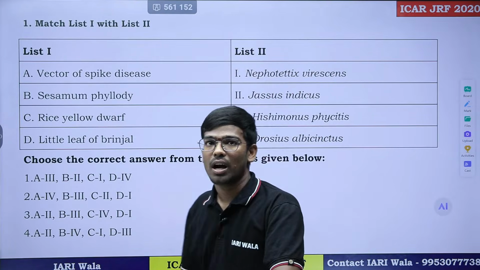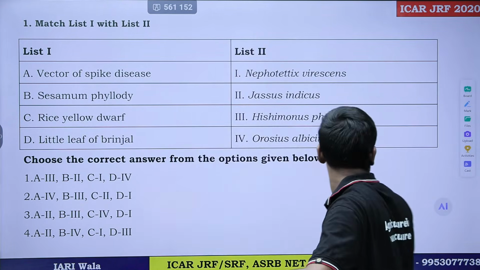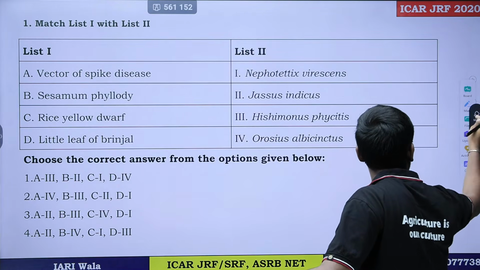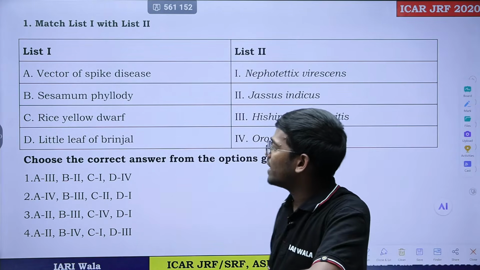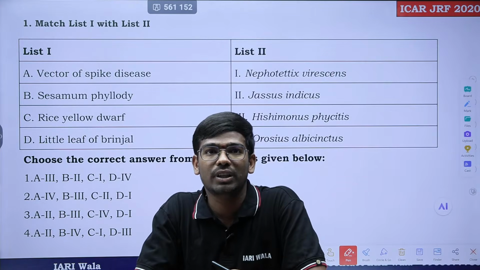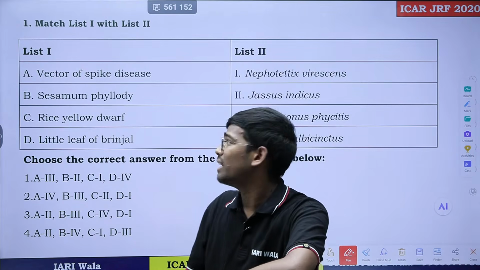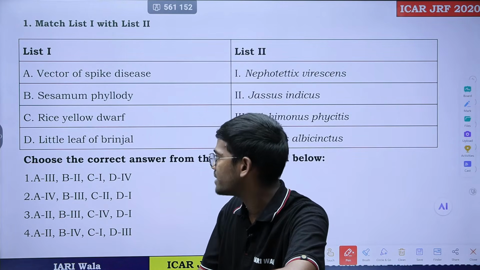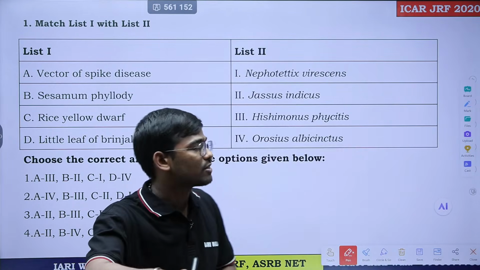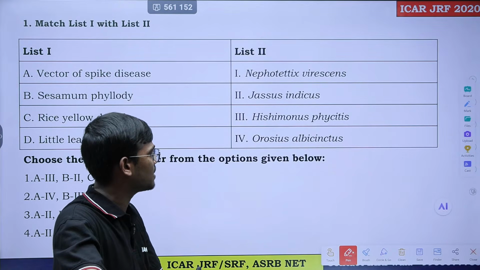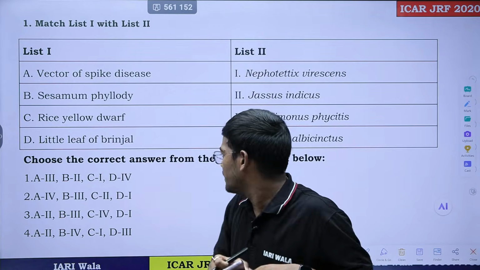While coming to today's session, the first question is matching. On one side we have the different diseases of plants, and on the other side the vectors. In the matching we can see spike disease, Sesamum phyllody, rice yellow dwarf and little leaf of brinjal. On this side we have the different vectors: Nephotettix virescens, Jassus indicus, Hishimonas phycitis and Orosius albicinctus. First we will try to match it.